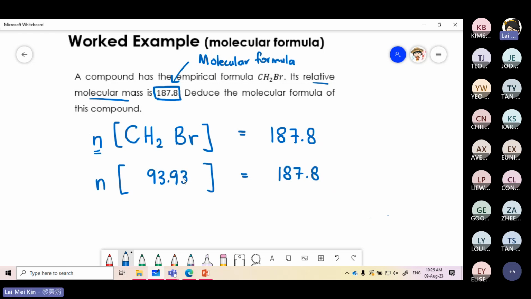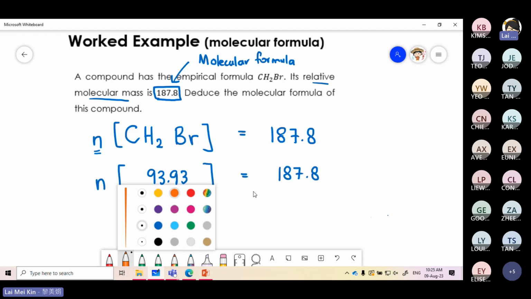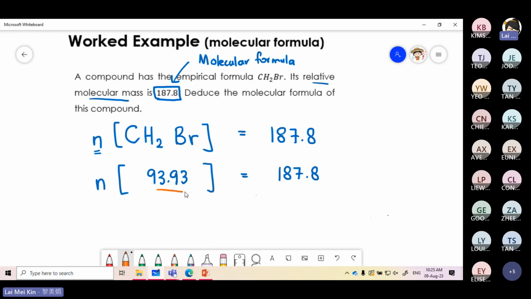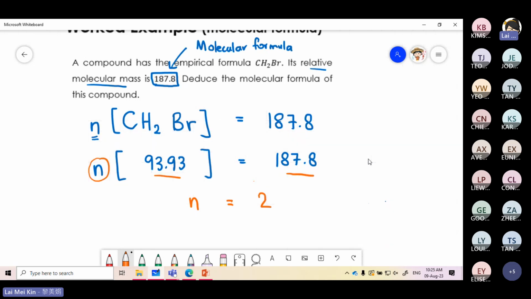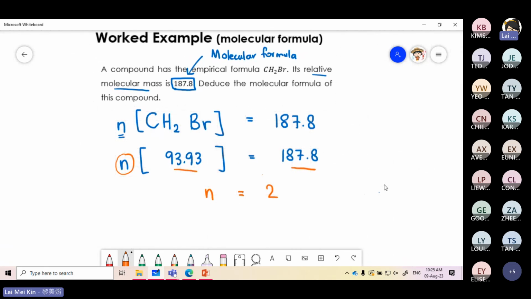Somebody just double check, 93.93, is it? Okay, so 93.93. Empirical formula has the mass of 93.93. Molecular formula has the mass of 187.8. I want to know how much has been simplified. So how much has been simplified? 1.999, so it's roughly 2. Correct? That means my empirical formula has been simplified by 2 times.